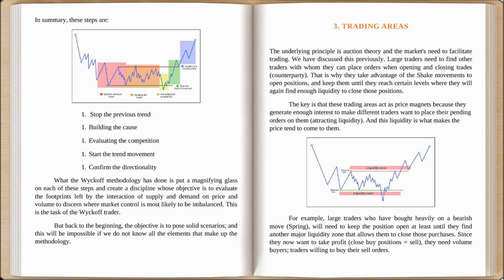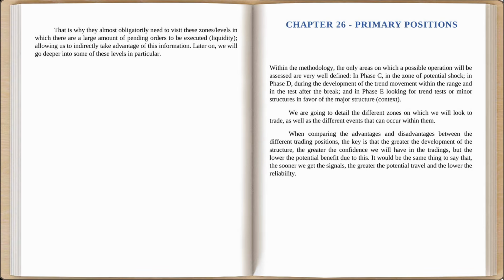Since they now want to take profit, and closing buy positions equals sell, they need volume buyers, traders willing to buy their sell orders. That is why they almost obligatorily need to visit these zones or levels in which there are a large amount of pending orders to be executed, liquidity, allowing us to indirectly take advantage of this information. Later on, we will go deeper into some of these levels in particular.